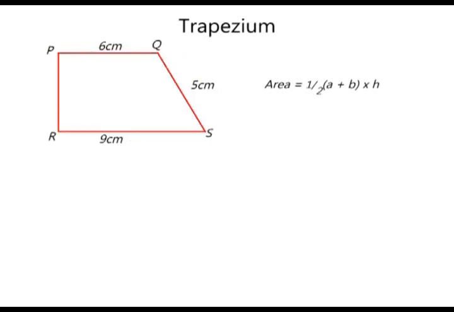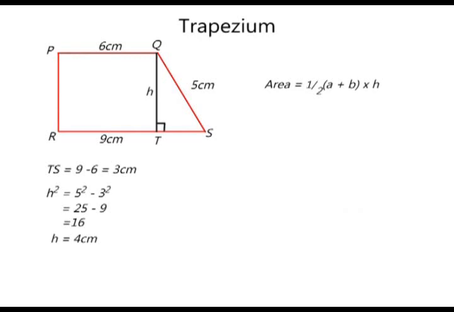Suppose we have this kind of a trapezium. We do not know the perpendicular height, but we can find it. If you drop a perpendicular here, the distance TS is equal to 9 minus 6, that is 3 centimeters. The perpendicular height has completed a right-angled triangle. Using Pythagoras' theorem, h squared is equal to 5 squared minus 3 squared. h squared is equal to 16 and h is equal to 4 centimeters. And so the area is given by a half into 6 plus 9 times 4, which is 15 times 2, that is 30, and so the area of this trapezium is 30 square centimeters.